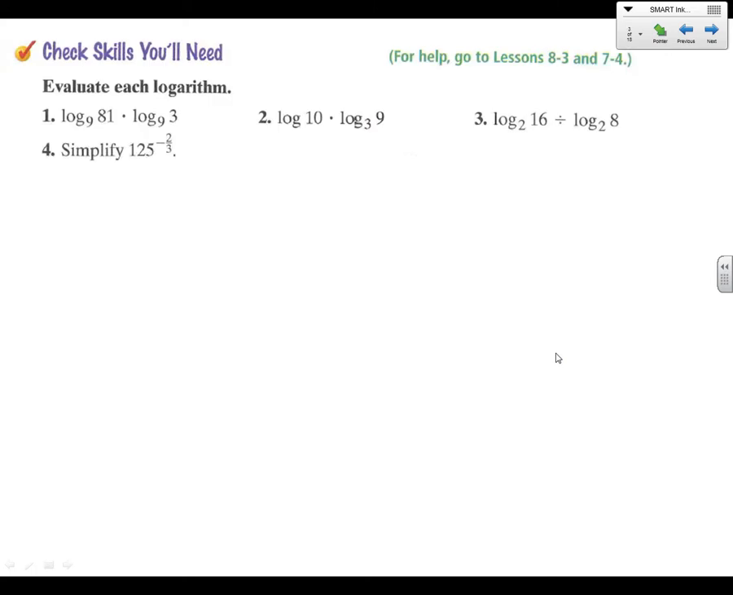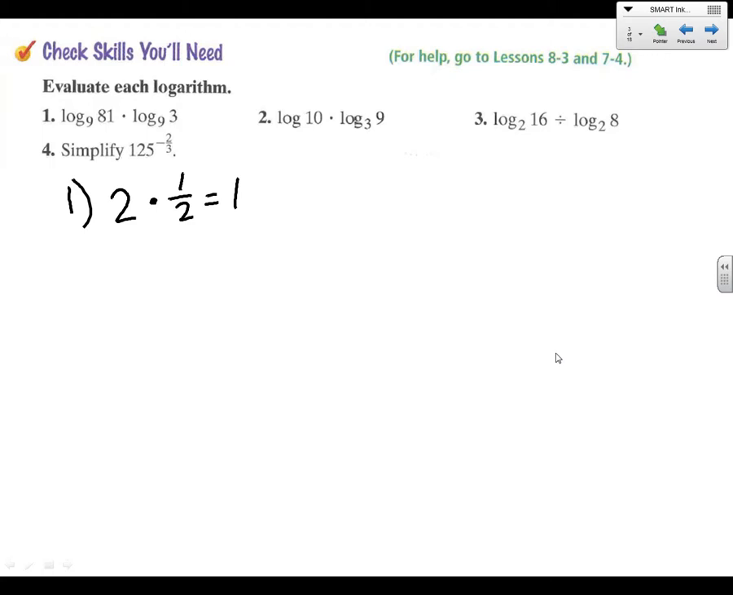So a couple of skills checks to get started. Let's simplify number one: log base 9 of 81. How do we go from 9 to 81? 9 squared gets us to 81. How do we go from 9 to 3? The square root of 9, or 9 to the 1/2. So if we simplify that, that's simply 1.